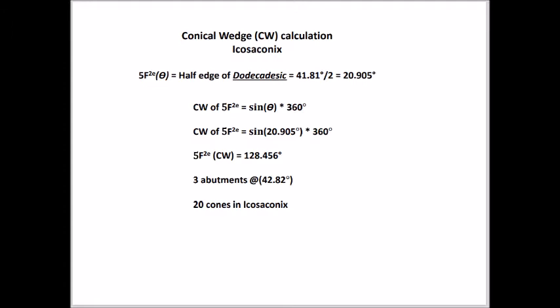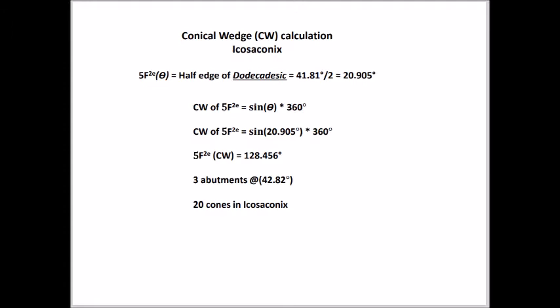Now we will calculate the conical wedge CW of the icosahedesic. Its subtended angle is 1/2 of the edge arc of the dodecadesic that I have pulled from an earlier calculation. That results in an angle of 20.905 degrees. We then take the sine of this angle and multiply it by 360 degrees. This results in a CW of 128.456 degrees.